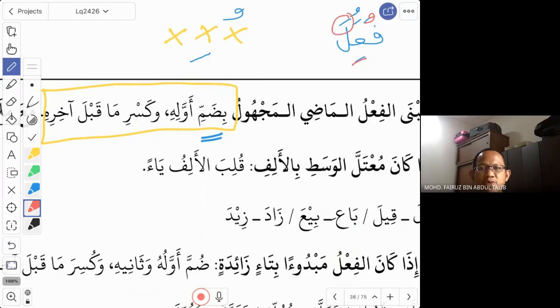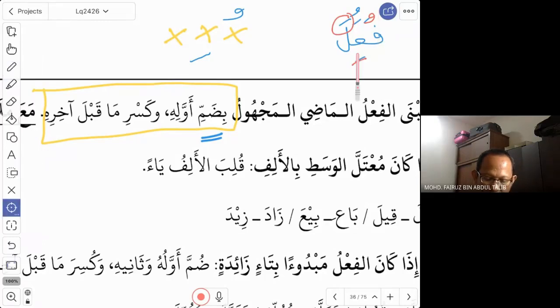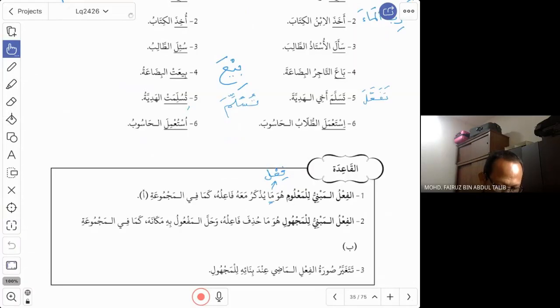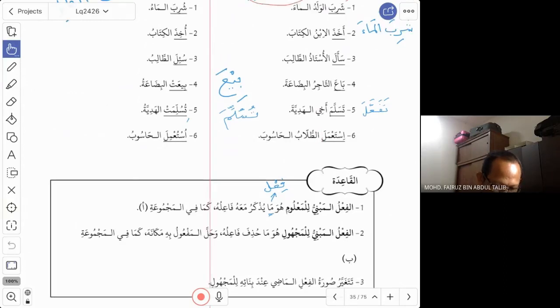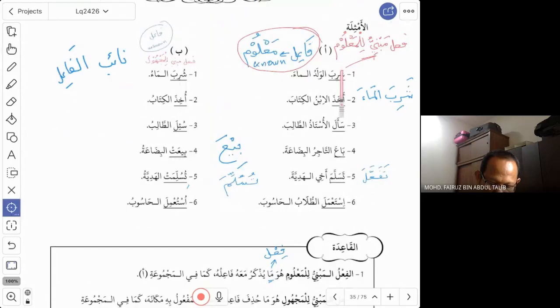A fi'il madi always ends with la, regardless of whether it is mabni lil ma'lum or mabni lil majhul. So we don't change anything in the last letter. We only focus on this part. So fu'ila, fu'ila. This is what you have seen earlier, especially from example number 1 to example number 3. Number 1, we say shariba, shuriba, fu'ila; akhaza, ukhiza. Very simple.